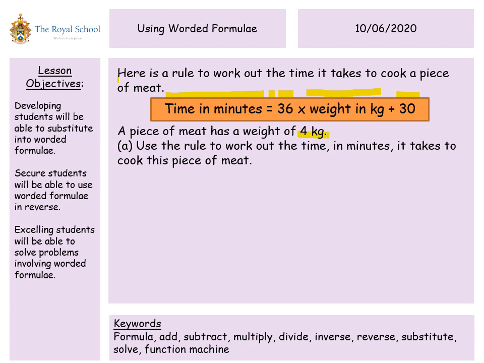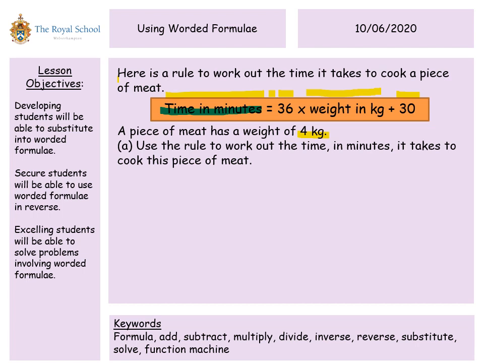Brilliant. So it says use the rule to work out the time in minutes it takes to cook this piece of meat. So whenever you're using a formula, think about what our variables are. Our variables here could be the unknown, so time in minutes or the weight. Have a look at which ones we have, and you should only ever be left with one left over to work out. So here we're being asked to work out time in minutes, and that means we should have every other number in the formula.